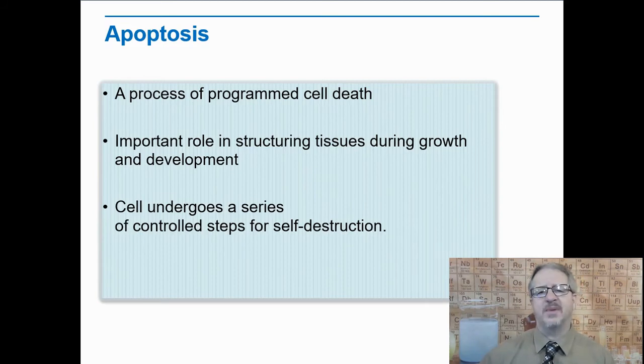Now, apoptosis plays a critical role in structuring the body during growth and development. Imagine if old skin cells didn't die and shed. What would happen to a person's skin if that were the case? Well, if you think about it, the skin would keep getting thicker and thicker and thicker, and eventually it would lose some of its properties, like its elasticity and its ability to sense heat and cold and things like that.